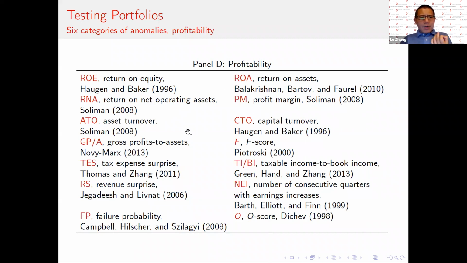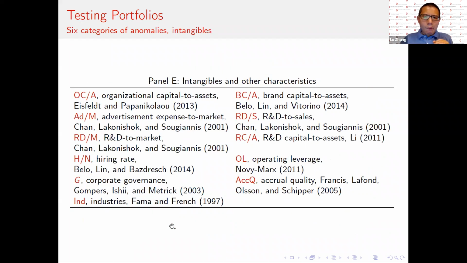Profitability: ROE and ROA, gross profits, F score, O score, and failure probability, which is a financial distress anomaly. Intangibles: we have organizational capital, brand capital, advertisement, R&D to market, corporate governance, accounting quality and all. So this includes not only narrowly defined intangibles, but we throw in some other variables as well.